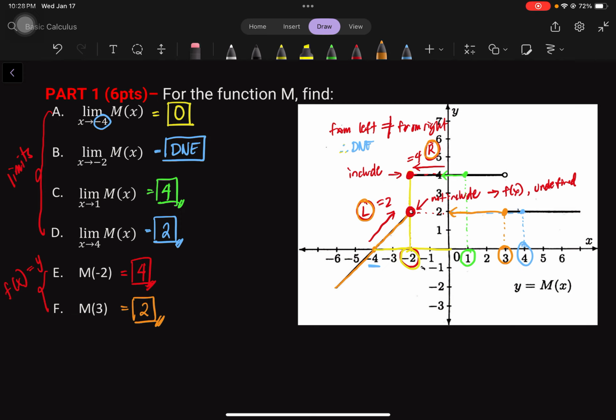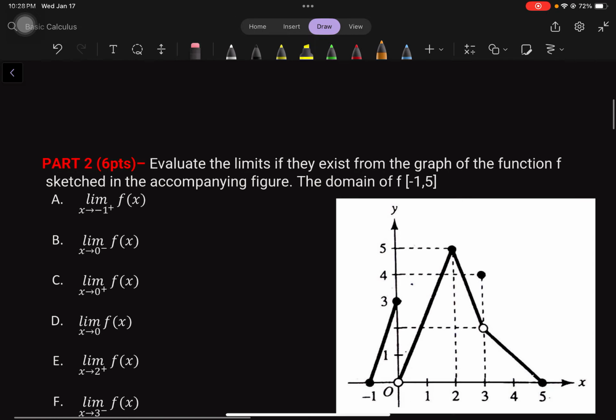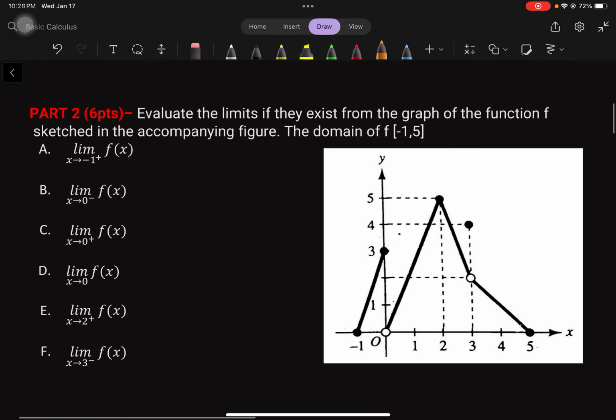From the left and from the right, the two sides of our limit. So, let's have our second part of problem set. We will evaluate the limits, if they exist, from the graph of the function f as sketched in the accompanying figure. The domain of our function is from -1 up to 5.